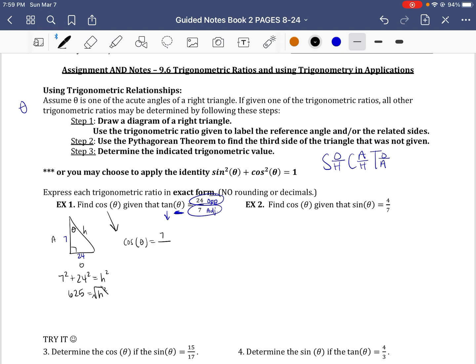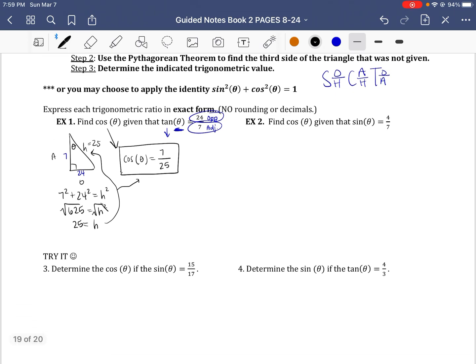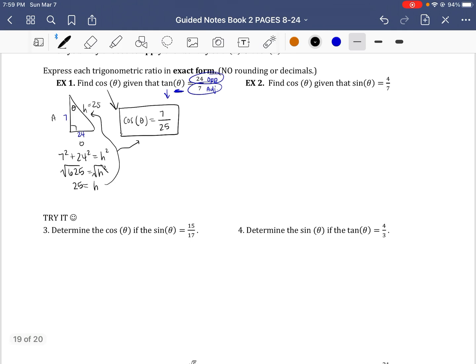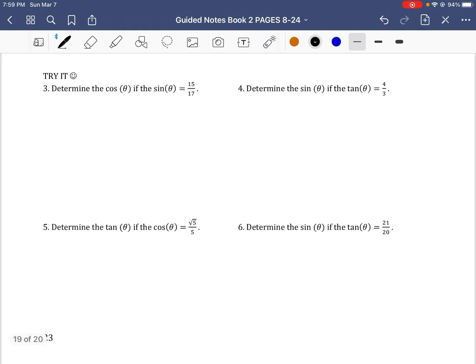We square root both sides to get rid of that radical, or the squared. And we end up getting h is equal to 25. So if the hypotenuse there is 25, that's the bottom of our fraction for our cosine ratio. So we just use what's given to us to represent the parts of the triangle, and we find the parts that we don't know. Okay, so I'm going to do a few examples down here again, and then I will come up and do this other example using the trigonometric identity.